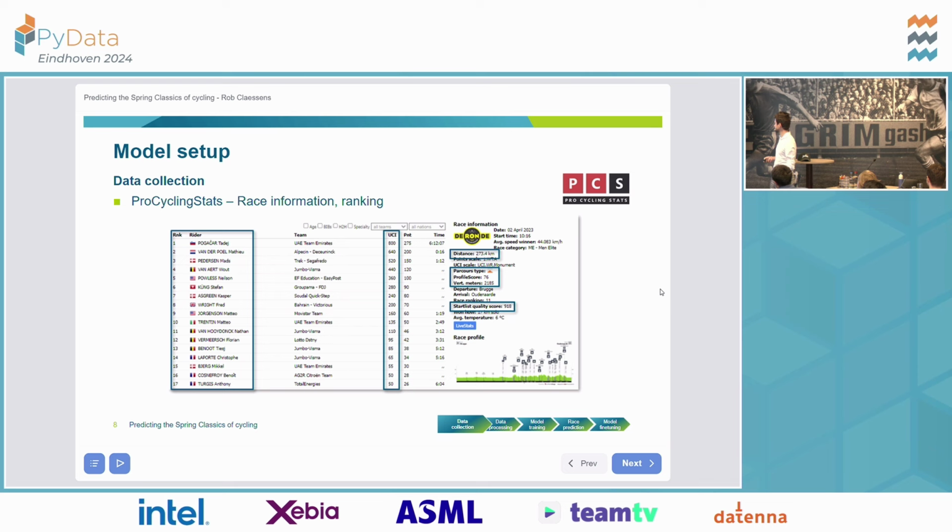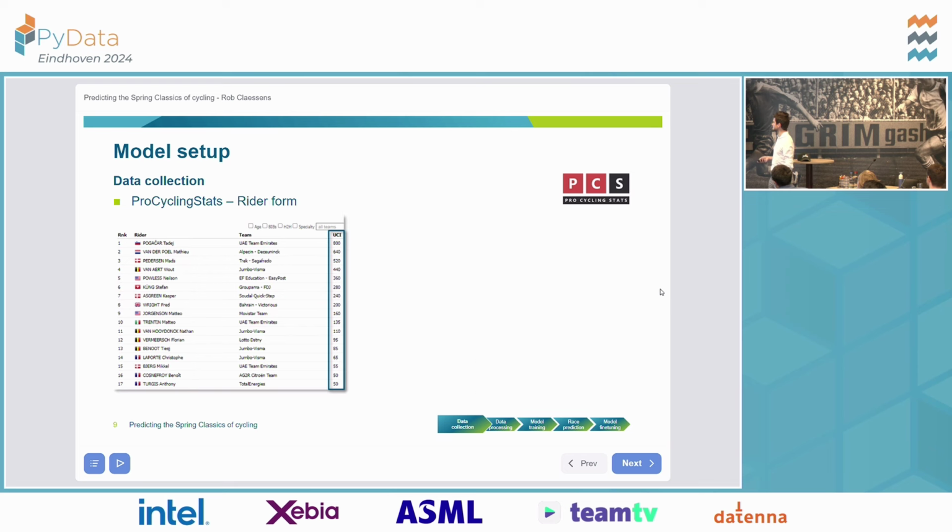Then a bit more about the form. What I did is I took results for the last 60 days for all of the riders to compute some kind of form that they currently have. So how good are they in shape for this next race?